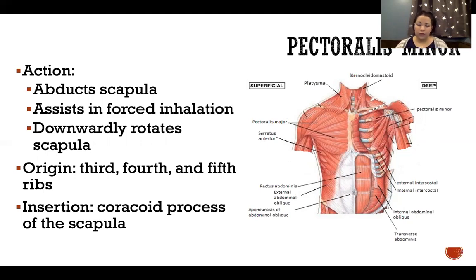Also, if the scapula stays still and it pulls up on the ribs, it will assist in forced inhalation. And if the ribs are staying still and we're pulling down on the coracoid process of the scapula, that would cause downward rotation of the scapula. So remember, upward and downward rotation is named for the direction that the glenoid is going as it's rotating. So if we pull down on the coracoid process, that would be downward rotation, because down with the coracoid process is also down with the glenoid fossa.